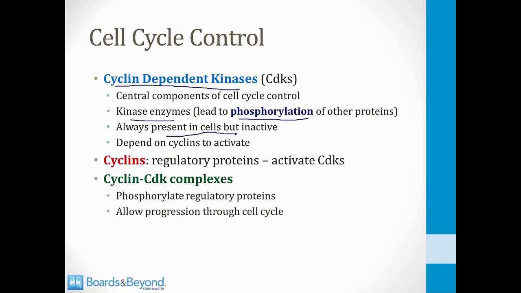So in other words, they are waiting to drive the cell through the cell cycle, but they're inactive, and they need other molecules called cyclins in order to become active. Therefore, this means that cyclins are regulatory proteins that activate the cyclin-dependent kinases. And cyclin-CDK complexes phosphorylate regulatory proteins, and they allow cells to progress through the phases of the cell cycle.